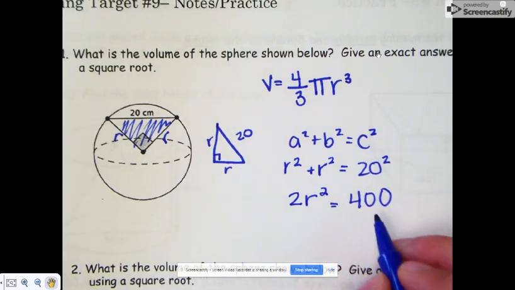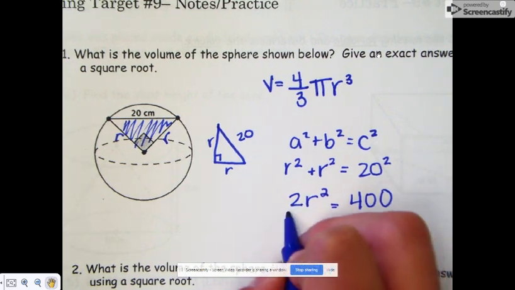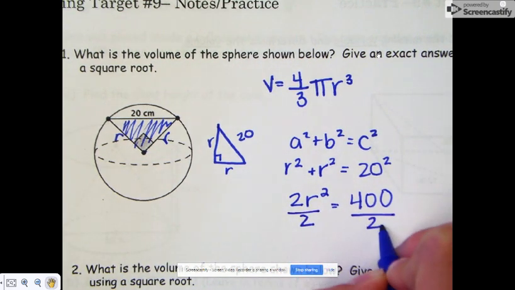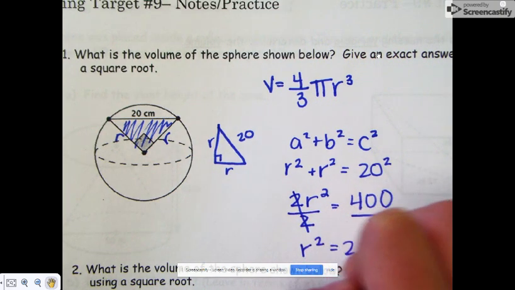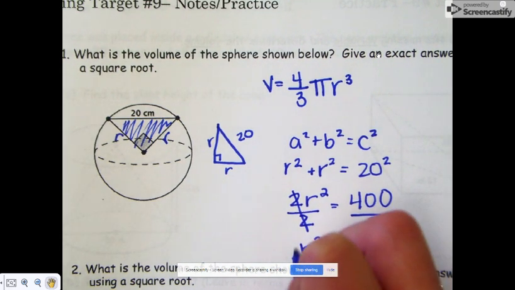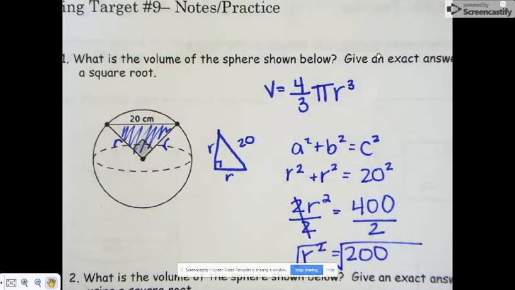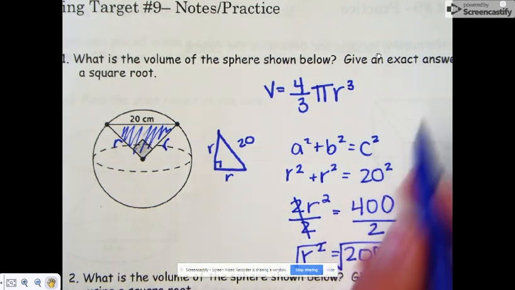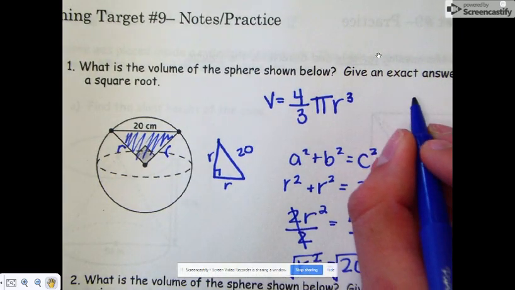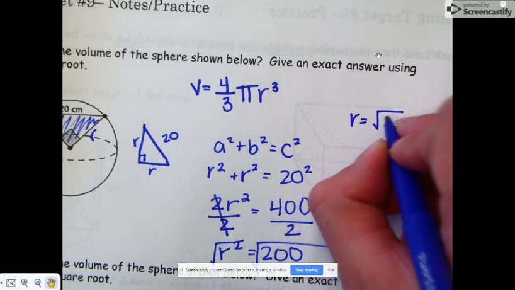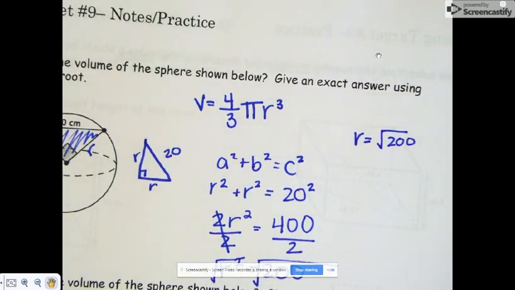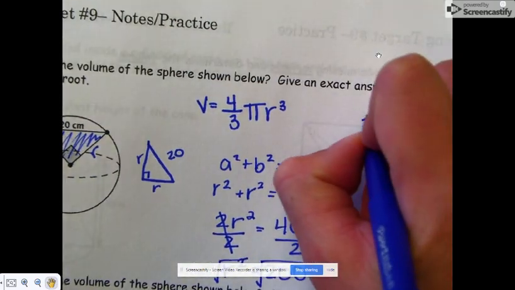Okay? And this goes, how do I get r alone? So first I have to get that 2 out of the way. That cancels out, and I'm left with r squared equals 200. How do I get r alone now? I have to take the square root. So if you take the square root of 200, oh, it says give an exact answer using the square root. So your radius is going to be the square root of 200. Okay? That's the exact answer.